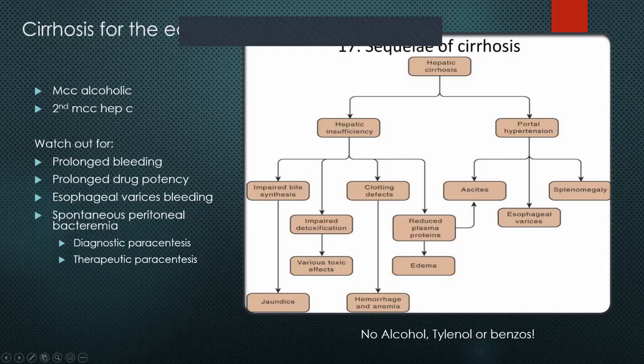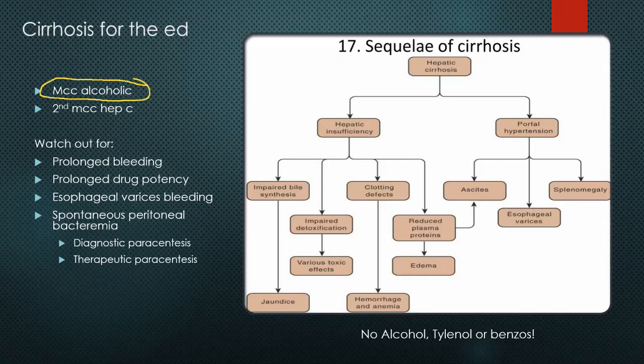Now let's talk about what you need to know for cirrhosis in the emergency department. The most common cause of cirrhosis is alcohol. And again, I'm telling you, this is a long-term problem. This is years of alcohol problems. And it is getting more and more common for young people in their late 20s, early 30s to have cirrhosis because they are hitting it hard and hard and hard. So you should be impressed if somebody has alcoholic cirrhosis in the emergency department.